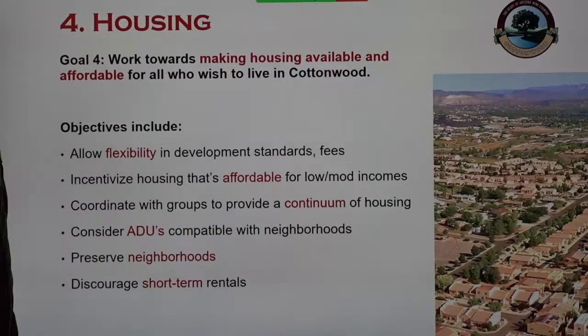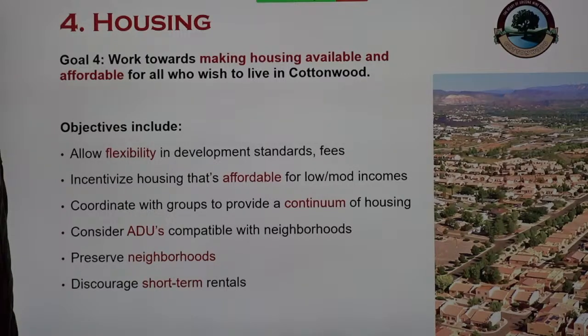Number 4, housing. Big issue with our comments during the vision and values sessions, working towards making housing available and affordable to everybody who wants to live in Cottonwood. The objectives here are allowing flexibility in development standards, especially in infill areas, incentivizing housing that's affordable for low and moderate incomes, coordinating with groups to provide a continuum of housing, continuum being from help for homelessness all the way up through providing for homeownership. Considering ADUs, accessory dwelling units, that's something that we don't really have a provision for right now.